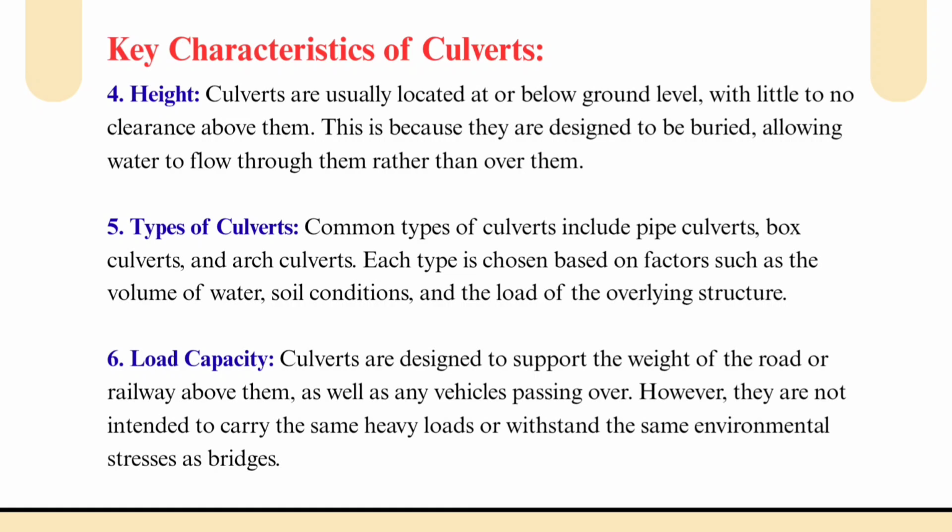Then the next point is types of culverts. Common types of culverts include pipe culverts, box culverts, and arch culverts, and each type is chosen based on factors such as the volume of water, soil conditions, and load of the overlying structure.